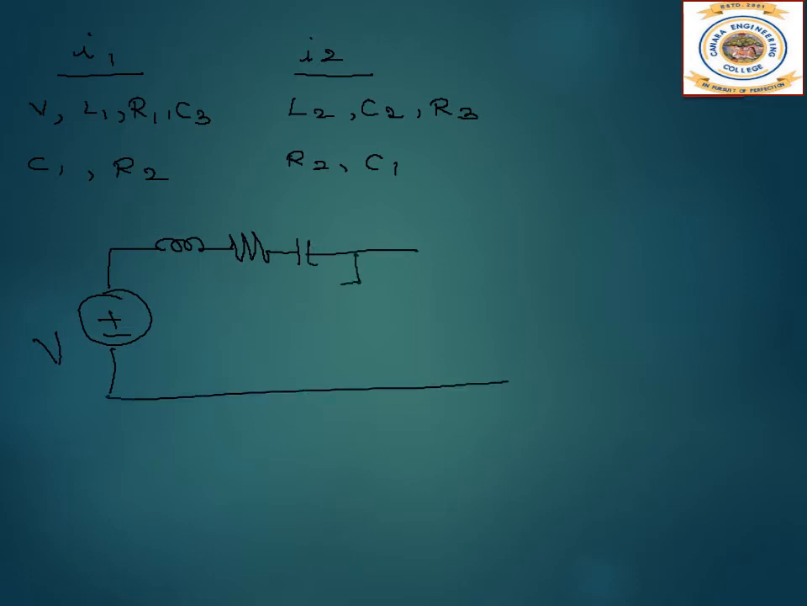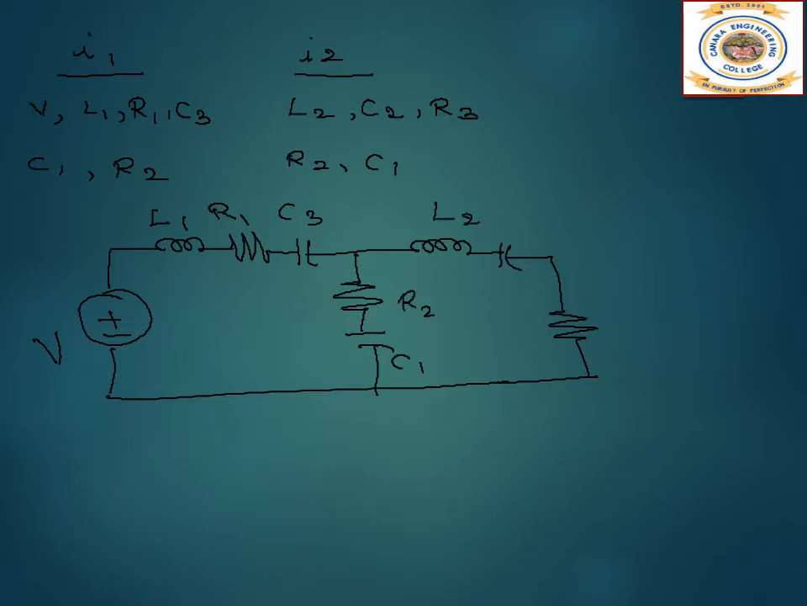In between we have R2 and C1. And in this loop we have L2, C2 and R3. So let me just write it. This is L1, R1, C3, R2, C1, L2, C2, R3. And here it is I1 and here it is I2. So this is how we get the force voltage analogous circuit.